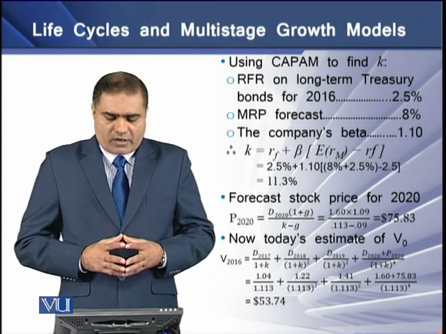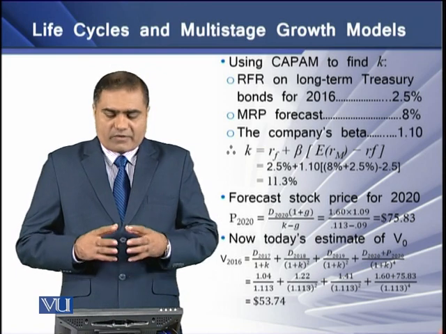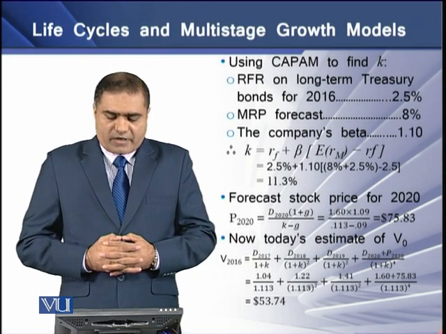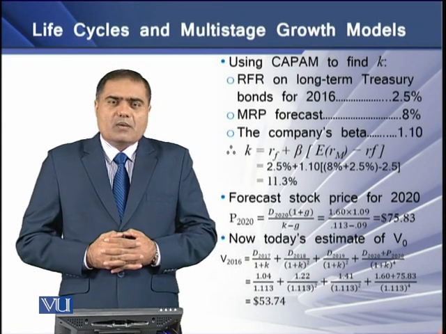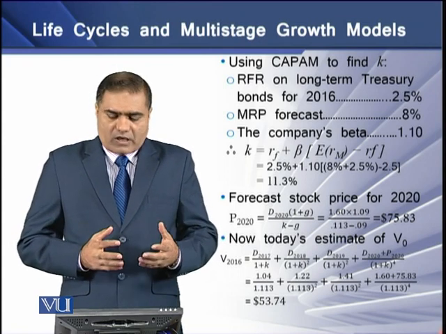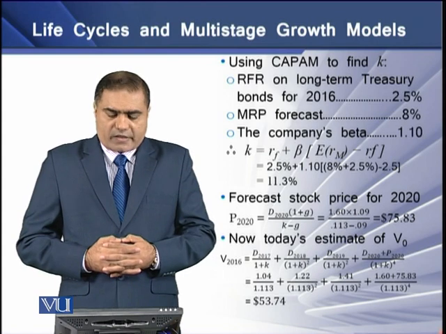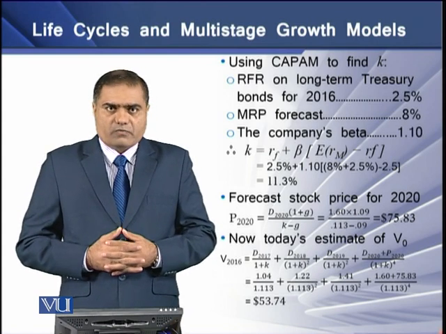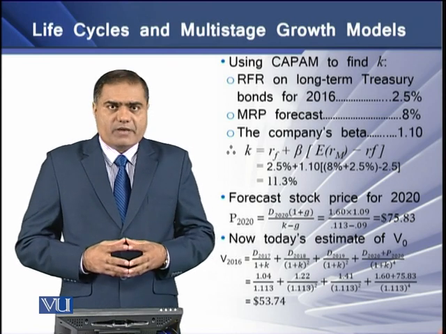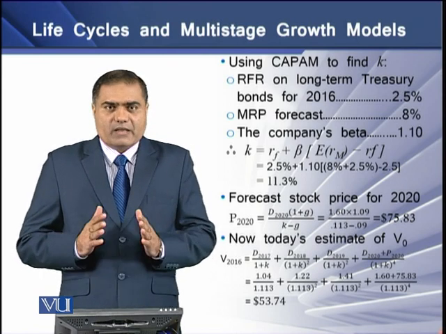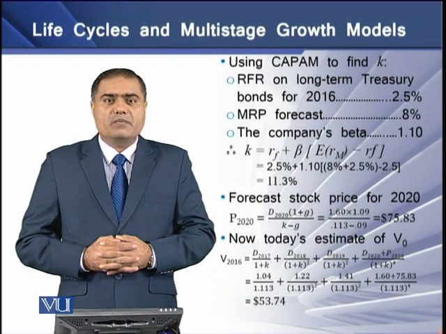Now, to determine the value of K, we can use the CAPM model. For CAPM, we have certain variables with us: the risk-free rate on long-term treasury bonds, which is equal to 2.5%. Market risk premium, we have forecast it at 8%. The company's beta is 1.10. Now, using these values in the CAPM model, we have the value of K, and that is equal to 11.3%.